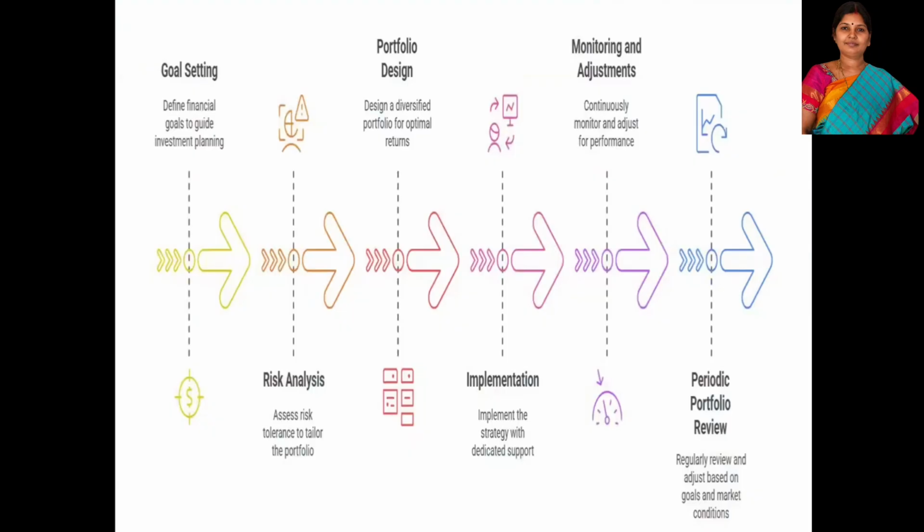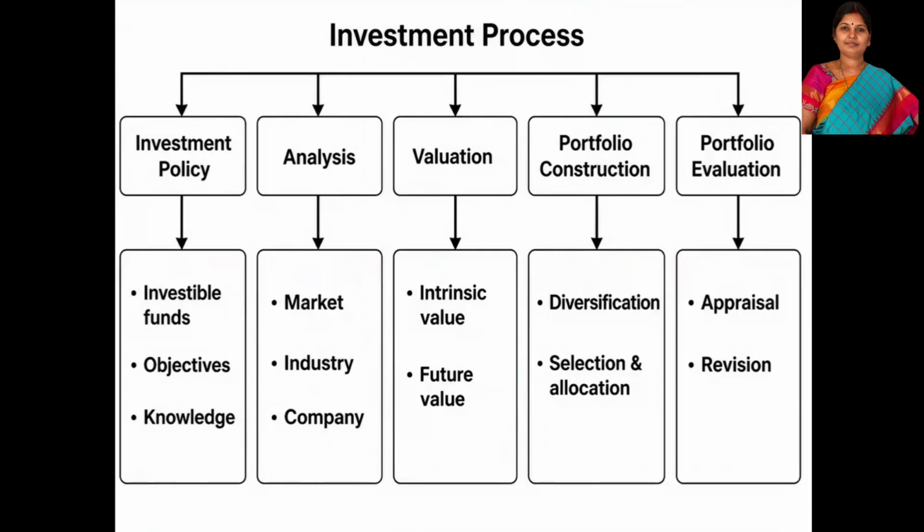So here in this investment process, you can see goal setting, risk analysis, portfolio design, implementation, monitoring and adjustments, and periodic portfolio review. This I will explain using this chart. See here you can see investment process. Here there are how many steps? 5 steps. First one is investment policy, second one is analysis, third one is valuation, fourth one is portfolio construction, and fifth one is portfolio evaluation. By using all these steps, we'll make the investment process. I will explain this investment process in detail now.